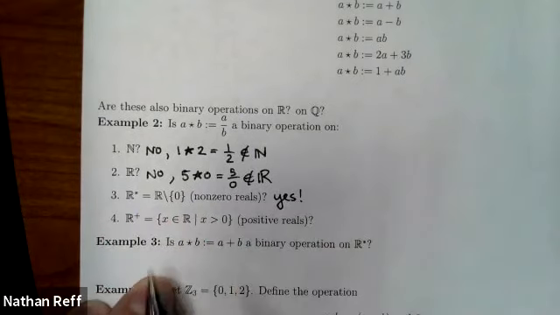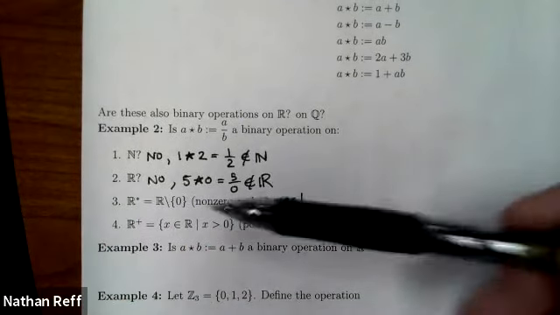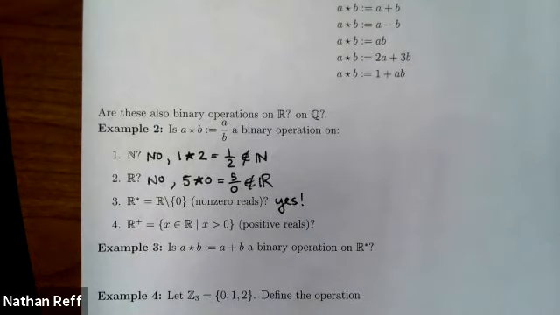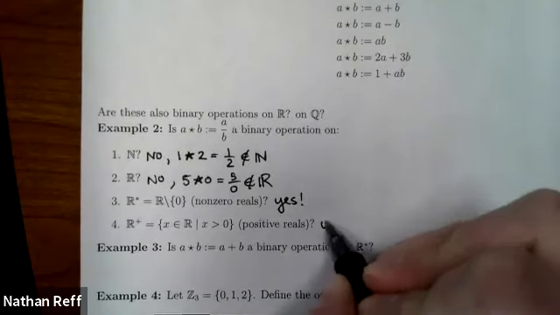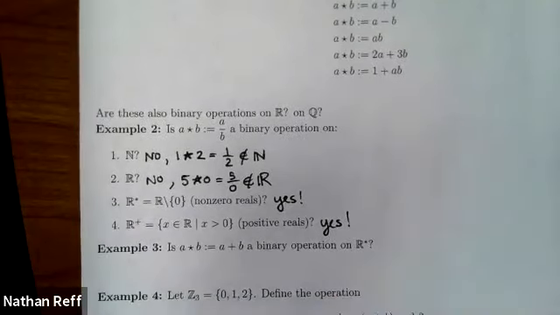Okay. What about positive reals? If you give me two positive real numbers and you divide them, will that stay a positive real number? Yeah, right? The only way to get negatives is if one of them would have to be negative, but you're choosing both A and B to be positive real numbers. So this actually works out as well. Okay, so that's kind of nice.